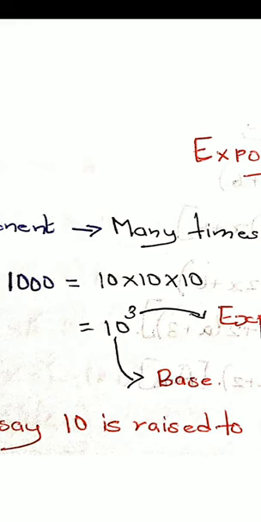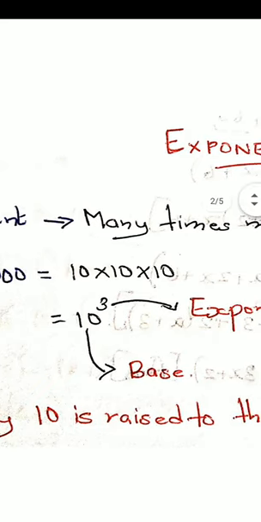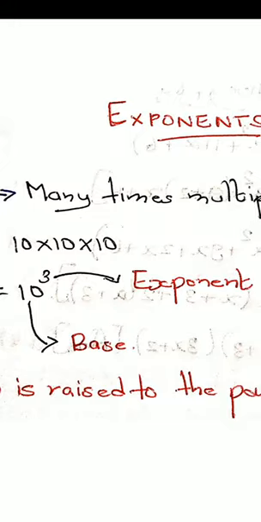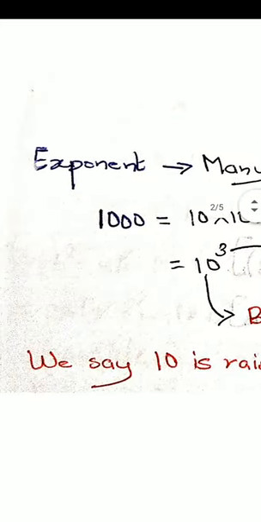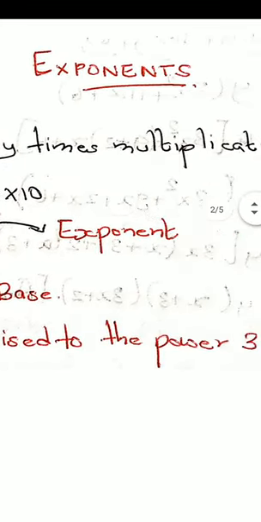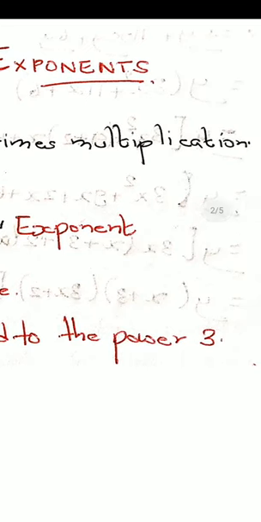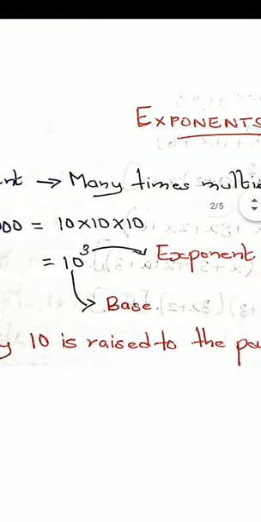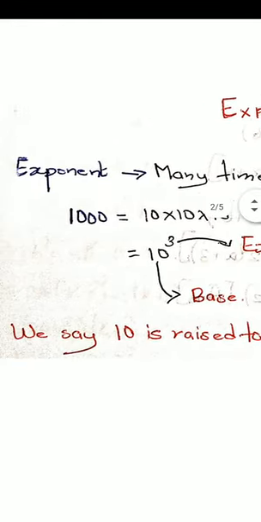As in the case of multiplication, many times addition was multiplication. In this case, many times multiplication is exponent. So 1000 I can write as 10 to the power 3, and 3 in this case is called exponent and 10 is called base, and we say 10 is raised to the power 3. So this is a brief introduction to the chapter on exponents. I hope all of you are clear with the concept that many times multiplication is exponent.